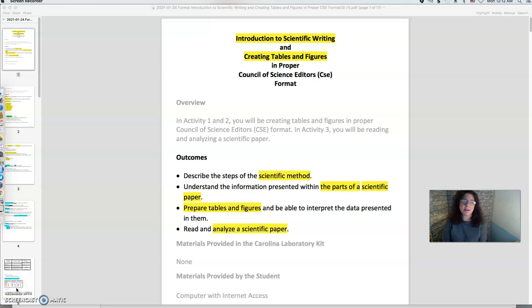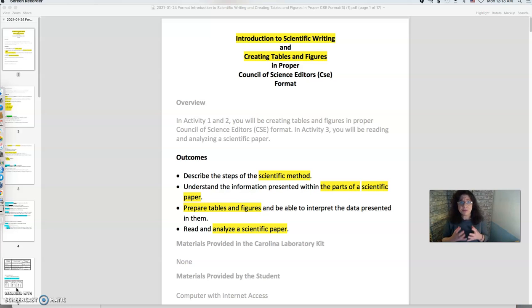It is Introduction to Scientific Writing and Creating Tables and Figures according to the format from the Council of Science Editors. This lab will get you ready to develop the tables and figures that you will put into not only your laboratory sheets, but also your 2 laboratory reports that you'll write up. So we're going to go over the important areas of this file, and then you can always look at the format in your learning module.